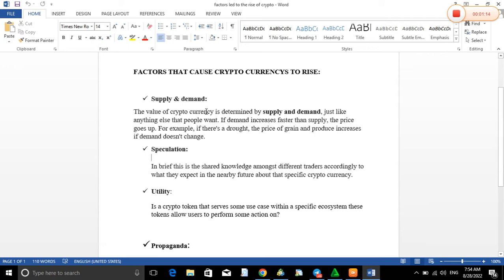The value of cryptocurrencies is determined by supply and demand. Just like anything else that people want, if demand increases faster than supply, the price goes up. For example, if there is a drought, the price of grain and produce increases if demand doesn't change. Now I'm going to explain demand and supply, relating it to cryptocurrencies. Now what does this mean?